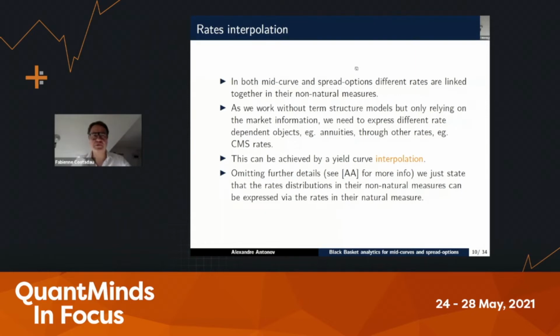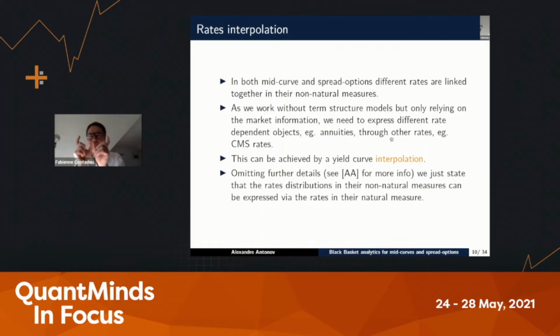A less trivial subject is rates interpolation. We can say that in both the mid-curve and the spread option, we have different rates which are linked together, and they're in non-natural measures. So the measure in which we link them in these options is not a martingale measure. As far as we work without term structure models, but only rely on market information, we need to express different swap rates or other annuities and swaps through other rates, for example, the CMS rates. This can be achieved by yield curve interpolation.